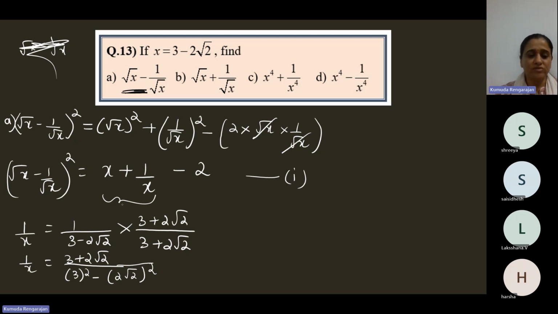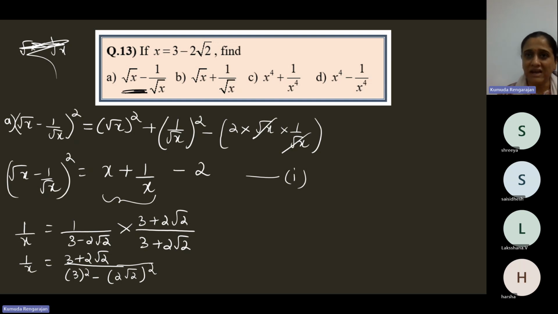Stop there, because to proceed with this, you need the value of x plus 1 by x. So we stop there. We just call that equation 1. And we proceed to find the value of x plus 1 by x. X is 3 minus 2 root 2, given to us in the question. So we need to find 1 by x, which is 1 by 3 minus 2 root 2.